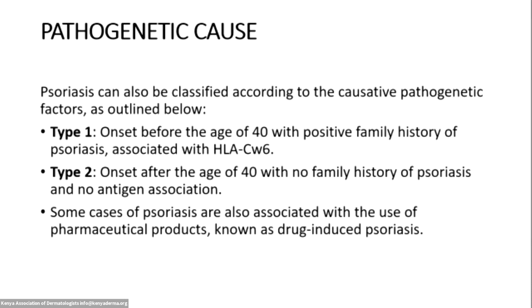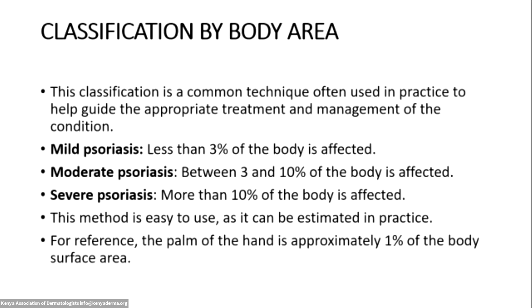Another one to classify psoriasis is in terms of the pathogenetic cause, and this is in two types. So there's type 1 and type 2. Type 1 is usually the onset before the age of 40. The person has a positive family history of psoriasis, and it's associated with HLA-CW6. Type 2, the onset is after 40. There's no family history of psoriasis, and there's no antigen association. Some cases of psoriasis are also associated with the use of some medication, and this is known as drug-induced psoriasis.